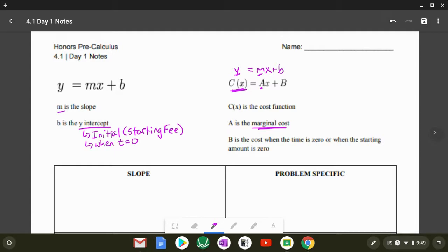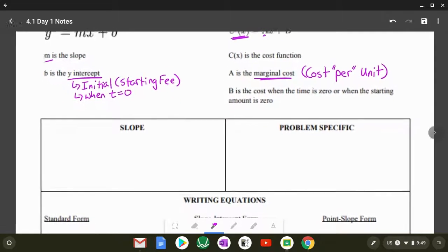So one thing to note again, if you compare the two, the capital A is the same as m. So it's really important to know that that is the slope, or if we're talking about cost, it is the cost per unit. Okay. B is the cost when the time is 0 or when the starting amount is 0. So again, your initial cost if you didn't have any of each. Okay.